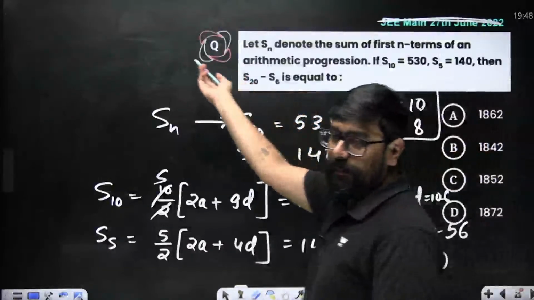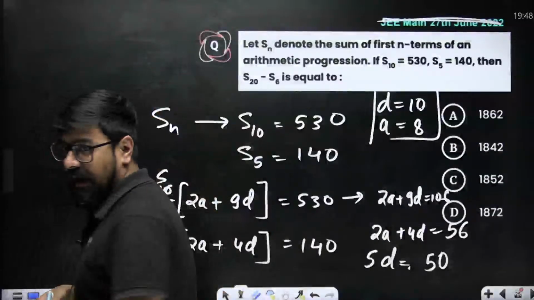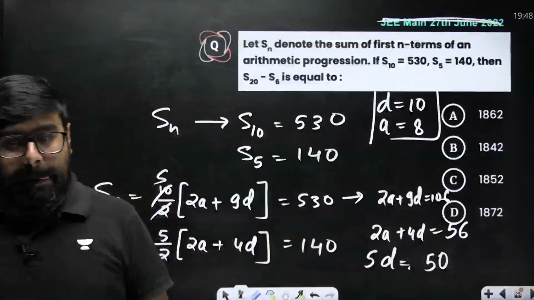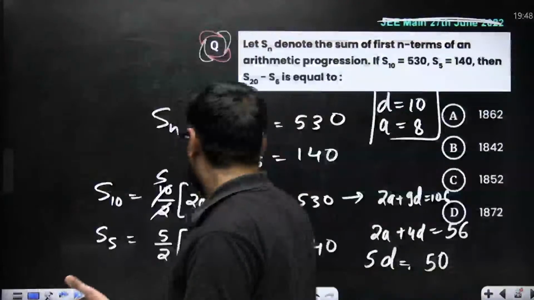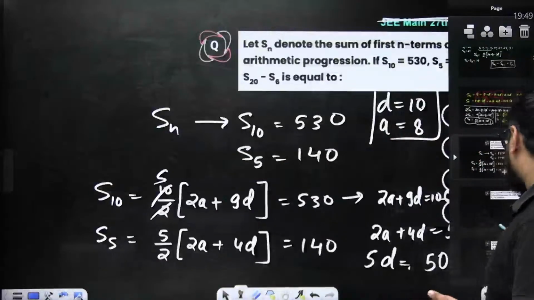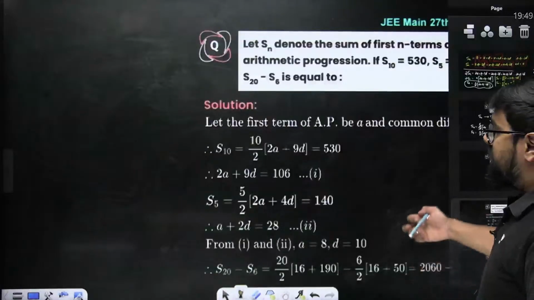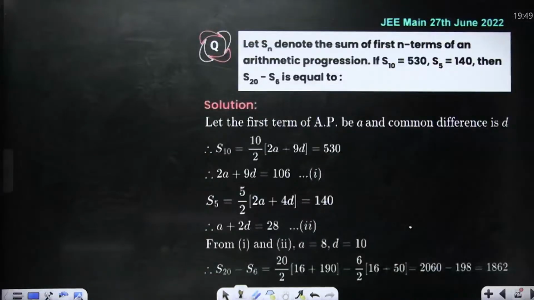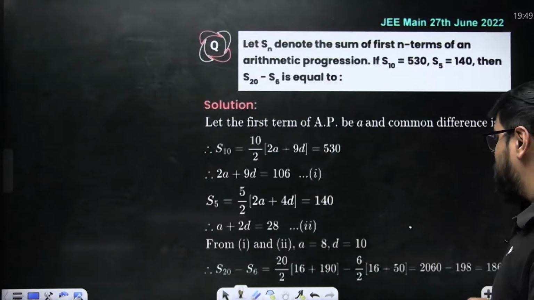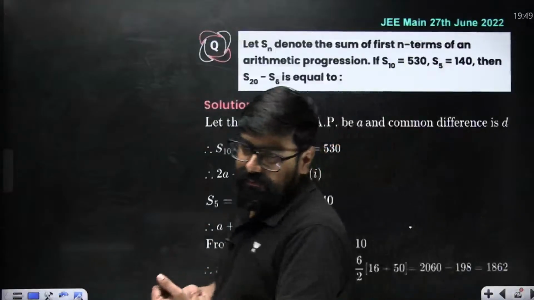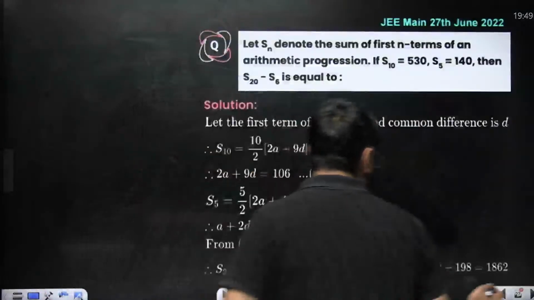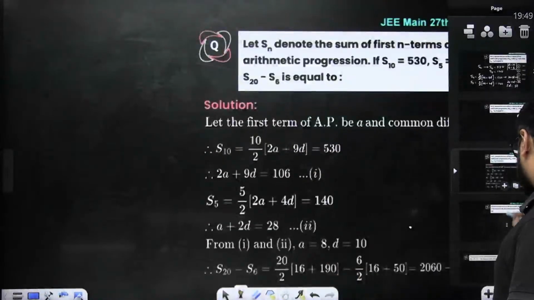Now you can do anything about this. S20 minus S6, again you can find with the formula. Understood? Any problem? See how easily we could solve this question, just a simple manipulation of some formula. This was definitely an easy question.